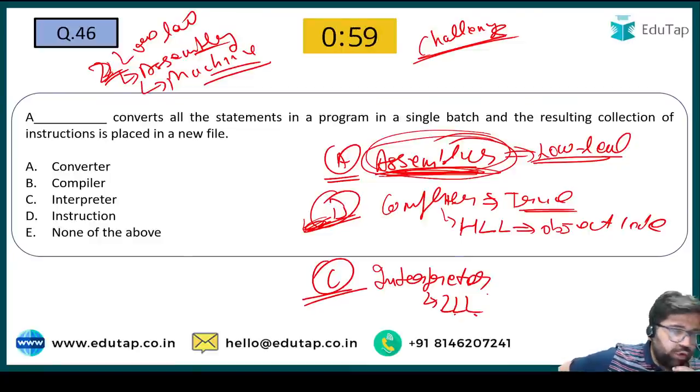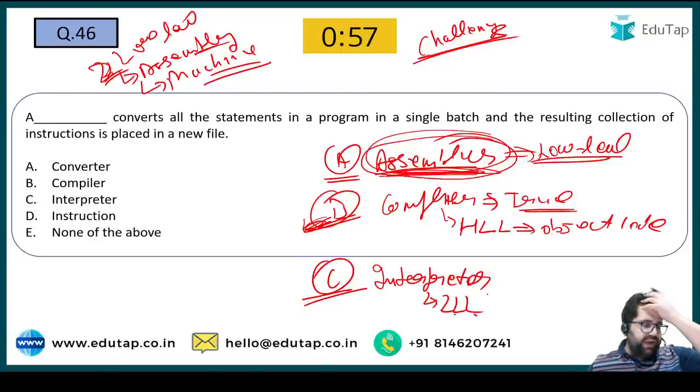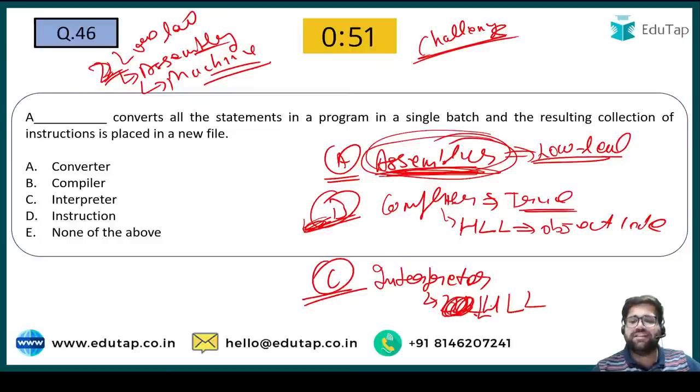Interpreter will convert low level languages to the object code. Let me know whether it is correct or wrong. Yes, this is also false. Why? Because interpreter is used for high level languages. So note this particular point. If you are going wrong, then you are doing a mistake.